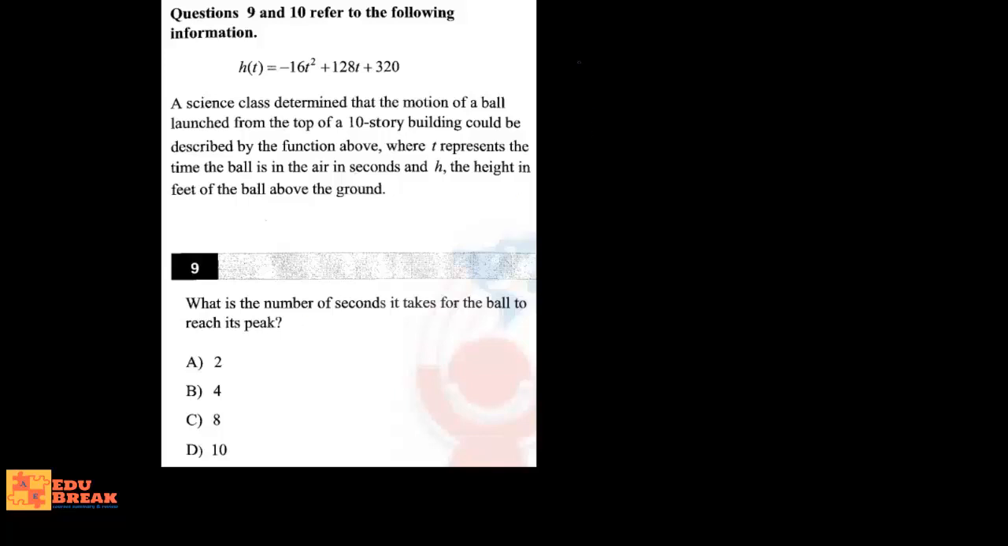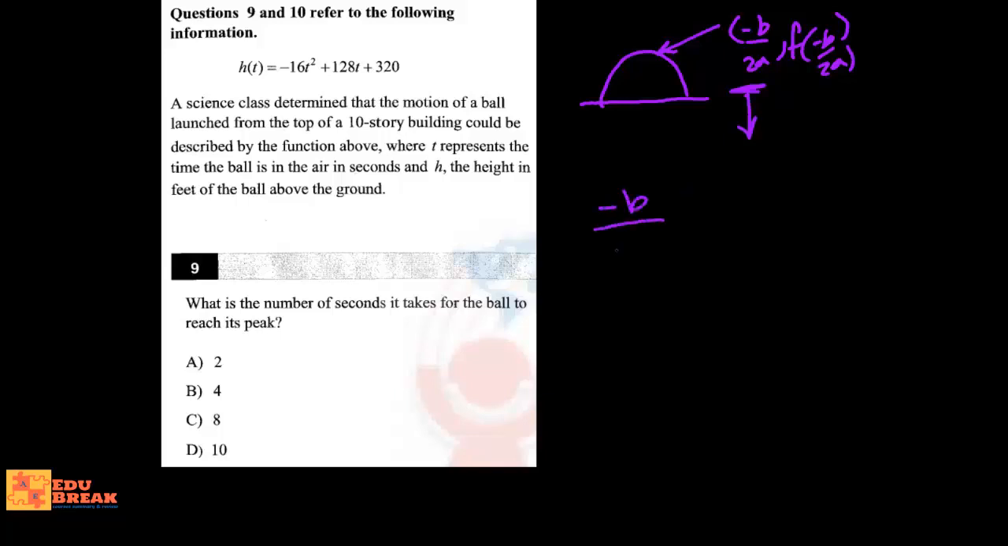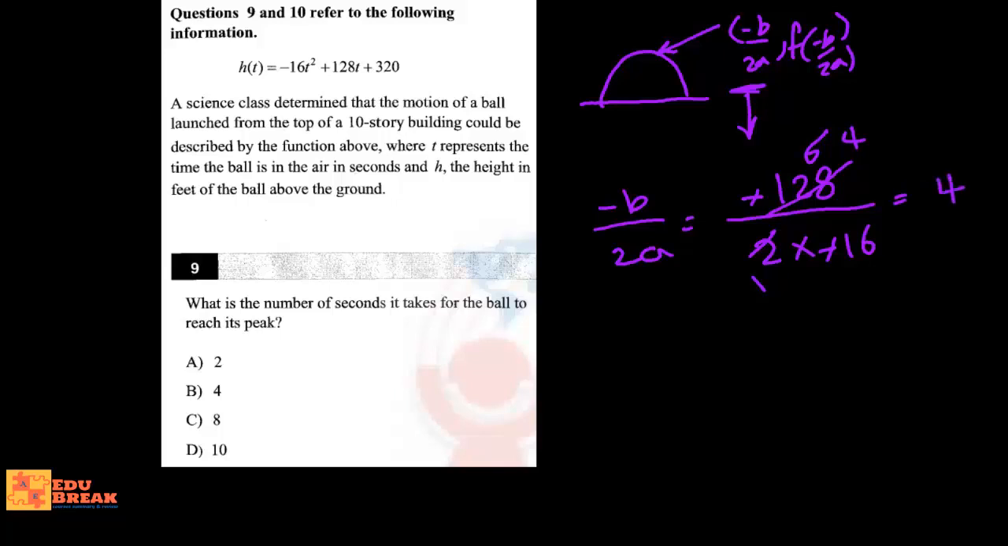To reach the maximum, it means we have a vertex. This is a parabola and we have a vertex. You know that the coordinates of the vertex are negative b over 2a, and f of negative b over 2a. To reach the maximum, we will find the x coordinate of the vertex. So we will find negative b over 2a. Know that b is the coefficient of t, it means negative 128 over 2 times a, which is 2 times negative 16. Cancel negative with negative, divide by 2, we get 128 over 2 equals 64. 64 divided by 16 equals 4, so the answer is B.